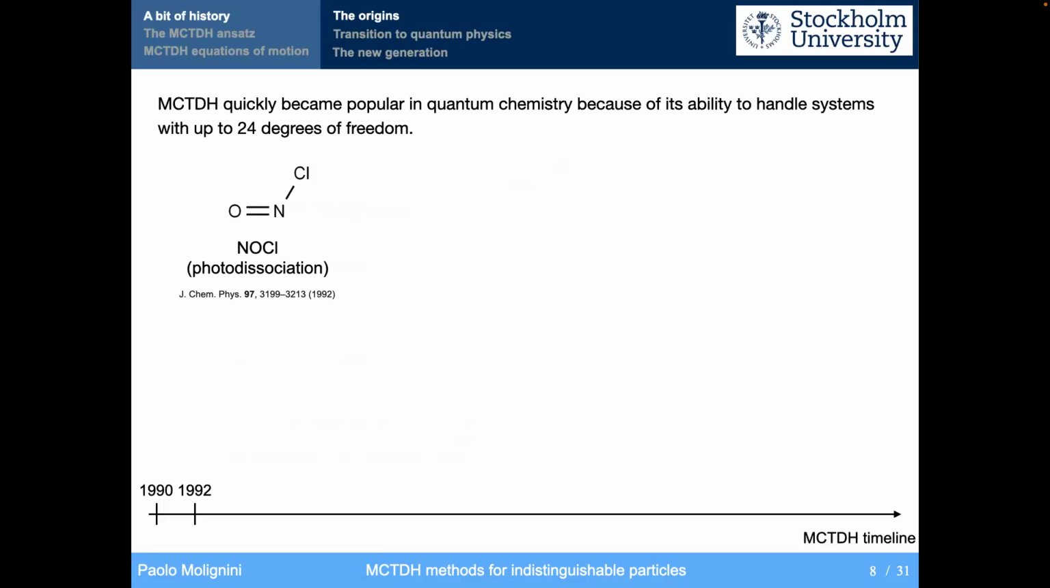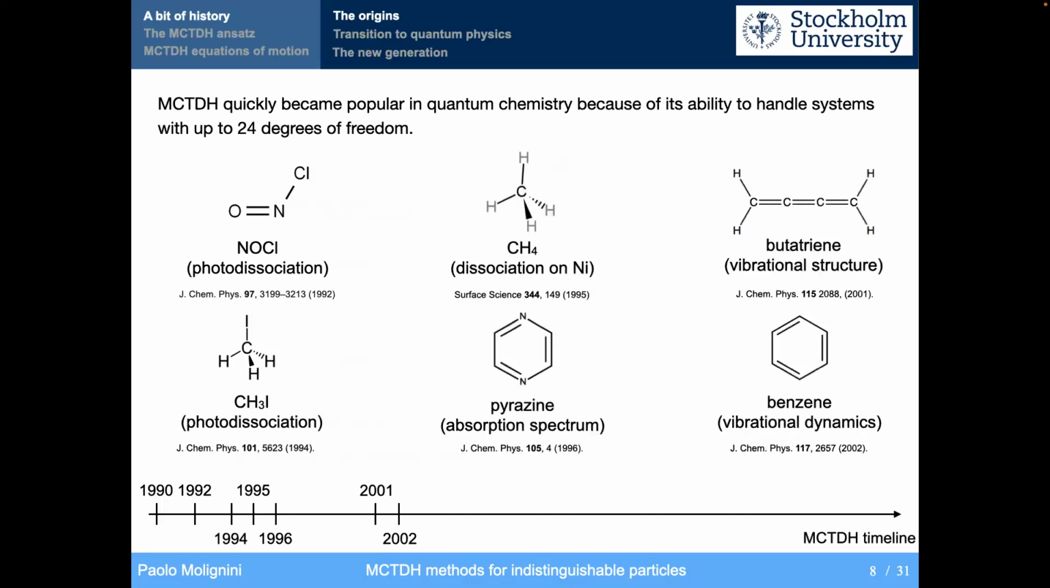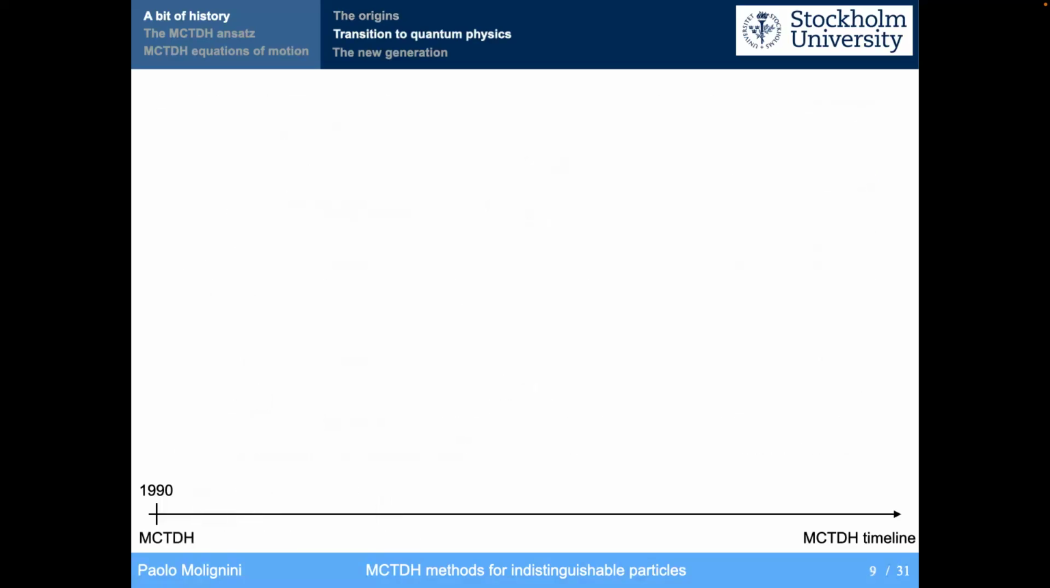So they started with something small, like an OCl, and then they quickly moved to larger and larger molecules, such as pyrazine and benzene and so on. And they were able to describe many different dynamical properties of these molecules with this method. So for around 10 years, it was mostly focused on quantum chemistry and applications in that field. So the degrees of freedom that we were looking at were distinguishable, like different vibrations in a molecule.